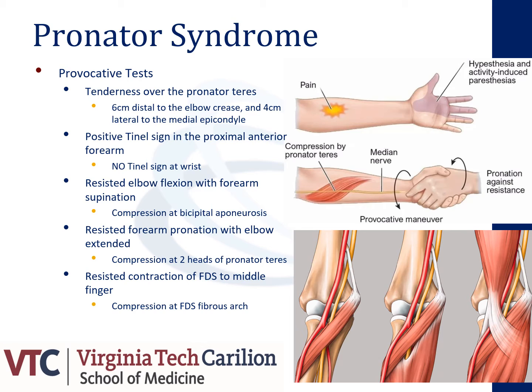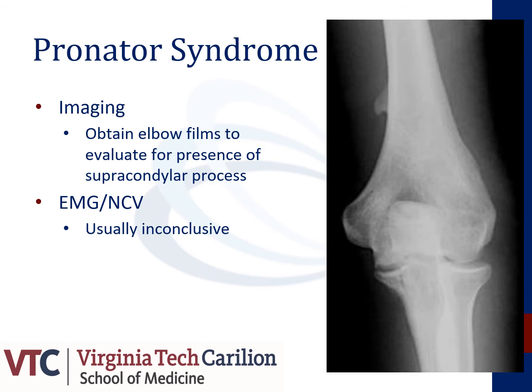There is pain with resisted elbow flexion with forearm supination, secondary to compression by the bicipital aponeurosis. There can be pain with resisted forearm pronation with the elbow extended, secondary to compression by the 2 heads of the pronator teres. And there can be discomfort with resisted contraction of the middle finger FDS, secondary to compression of the FDS fibrous arch. The utilization of imaging studies and electrodiagnostic studies are limited in the presentation of pronator syndrome.